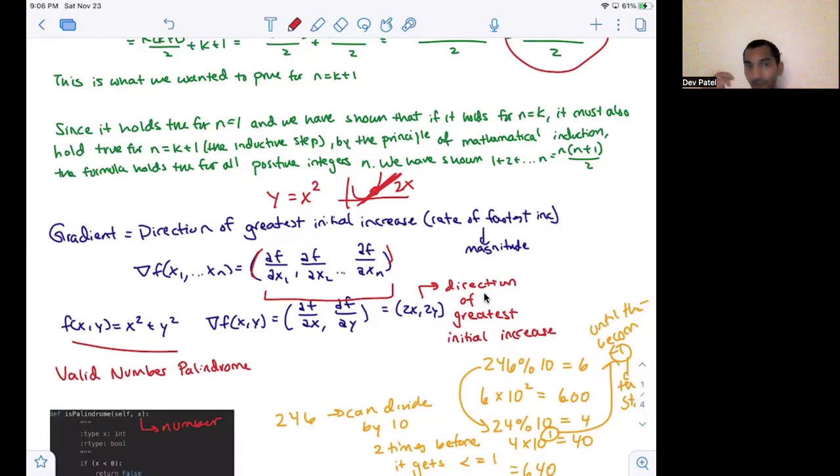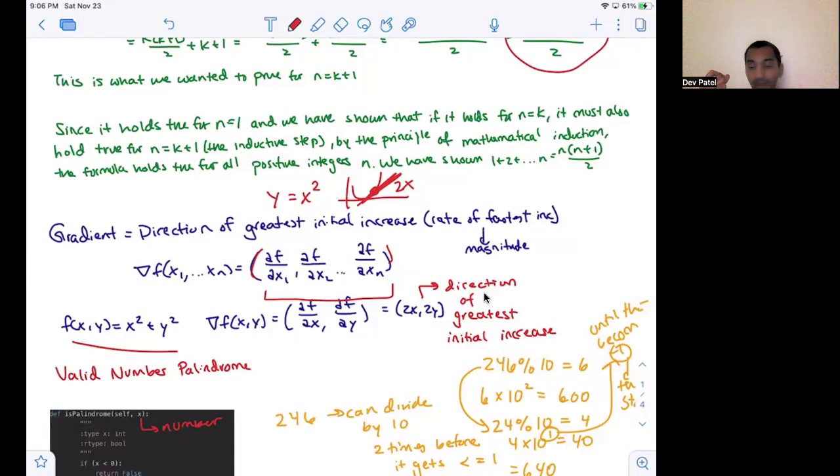So what does this mean? If we have x squared plus y squared, a 3-dimensional graph, this means that the direction of greatest initial increase is that (2x, 2y) vector, right? If you go in that direction, you will go in the direction of greatest initial increase. Now, if you go in the opposite direction, you will go in the direction of greatest initial decrease.